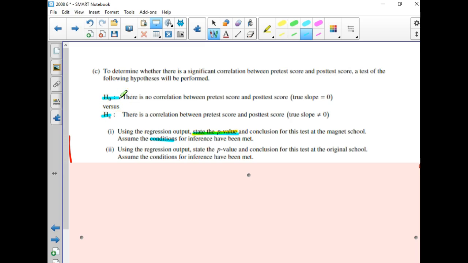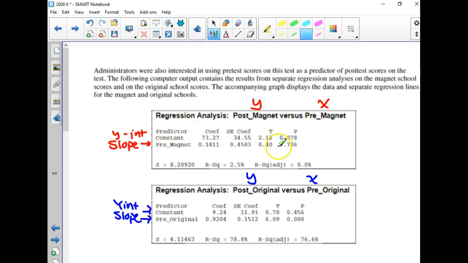Let's try that one more time. Here's my state part. Here's my plan part. Here's my do part. Give me the p-value. And here's my conclude. You go back, you can see right here is our p-value for the slope of the magnet school. Okay, if we put that under a test.